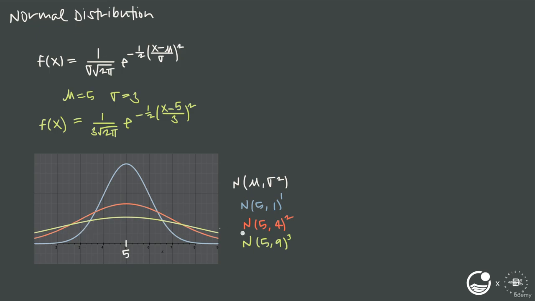Let's notice again here too that as the variance and standard deviation increase, the normal curve gets flatter and wider. And that's because variance and standard deviation are measures of spread. And so when we see a higher value for variance and therefore a higher value for standard deviation, that means the data is spread out further from the mean.